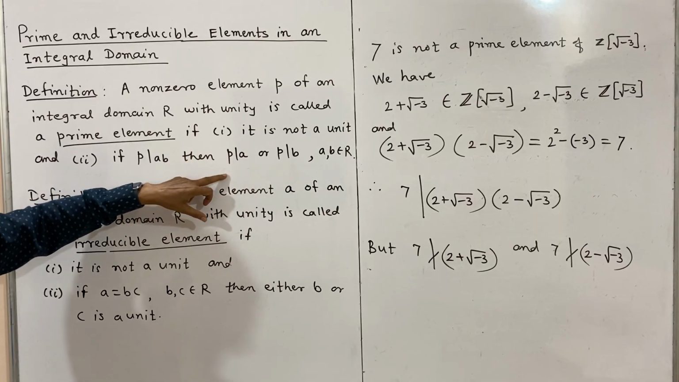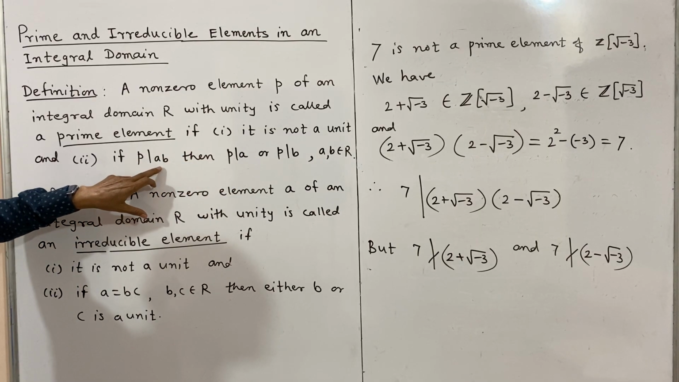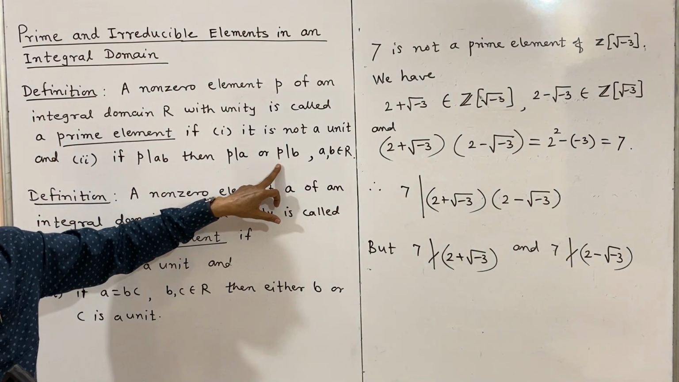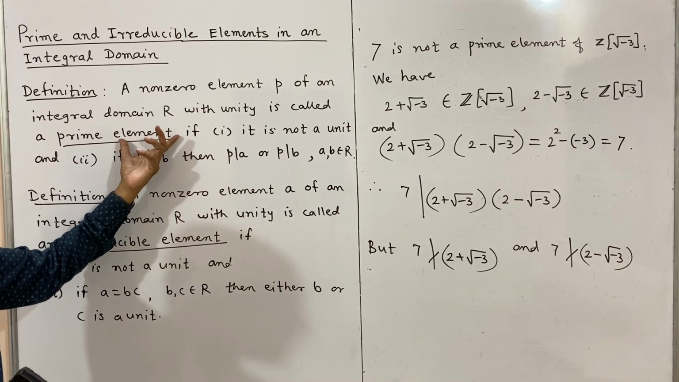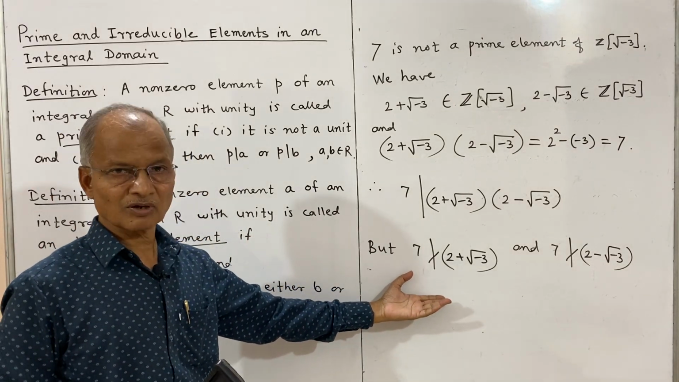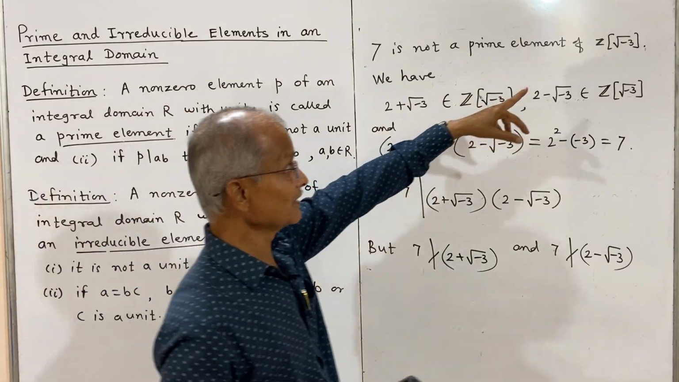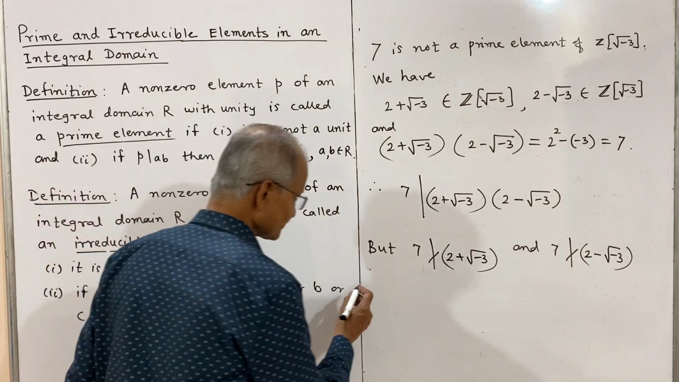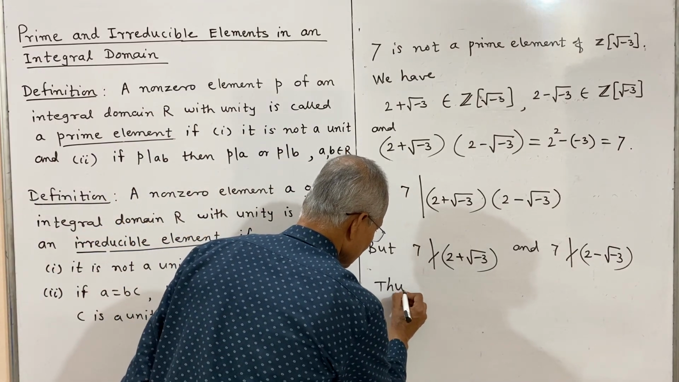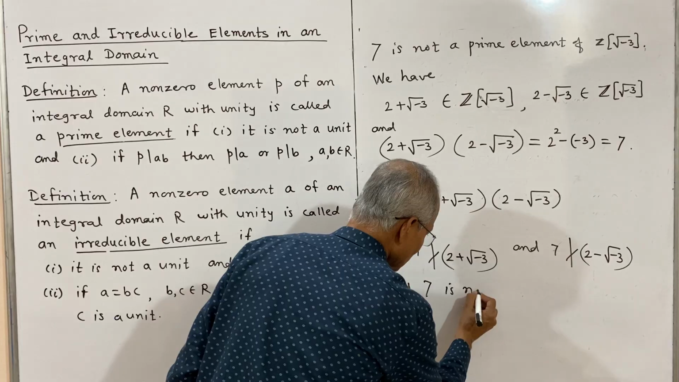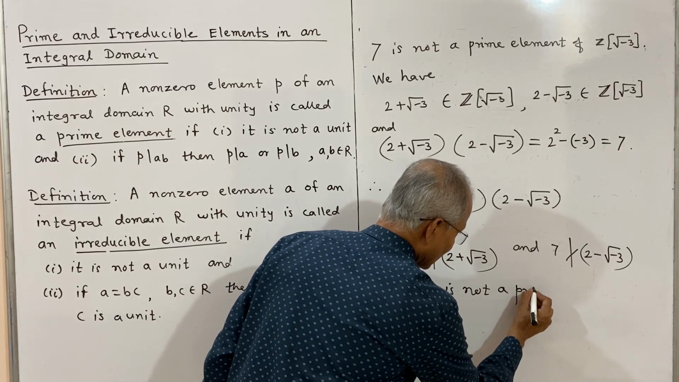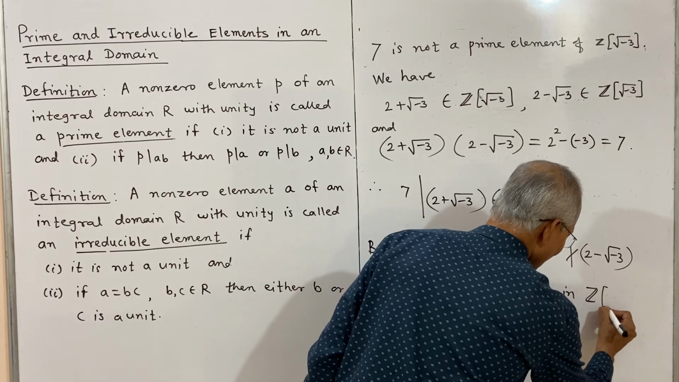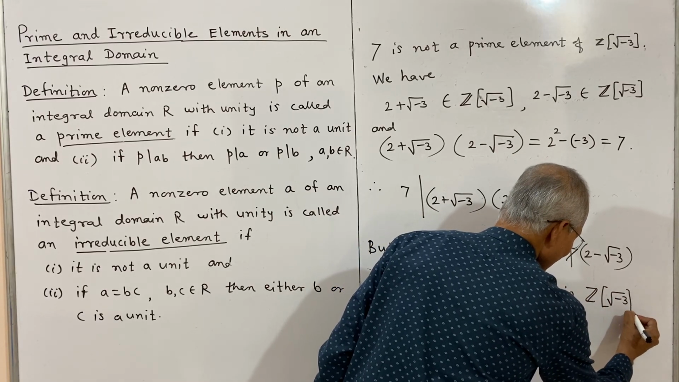7 is not a unit, but if P divides AB, then P must divide A or P must divide B. This is the condition for a prime element, and this condition is not satisfied by 7 in this integral domain, and therefore 7 is not a prime. Thus 7 is not a prime in this integral domain Z of under root minus 3.